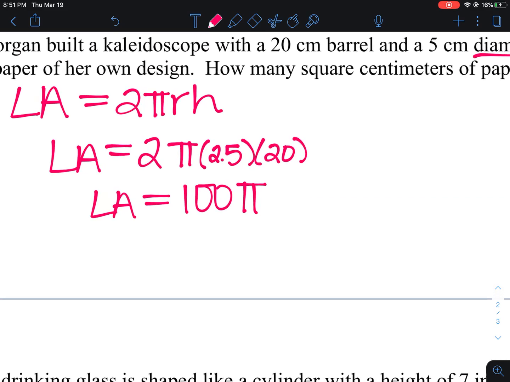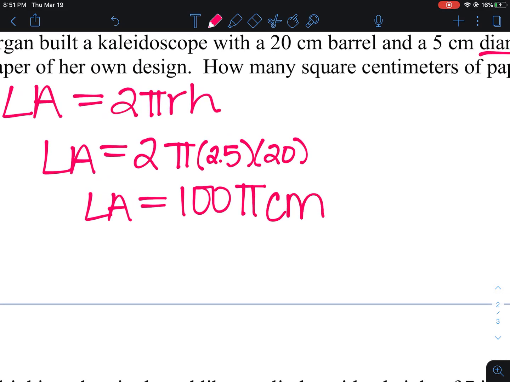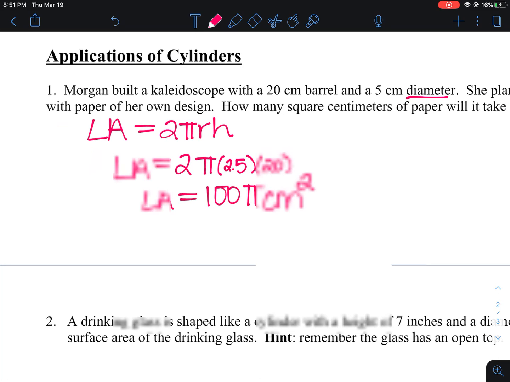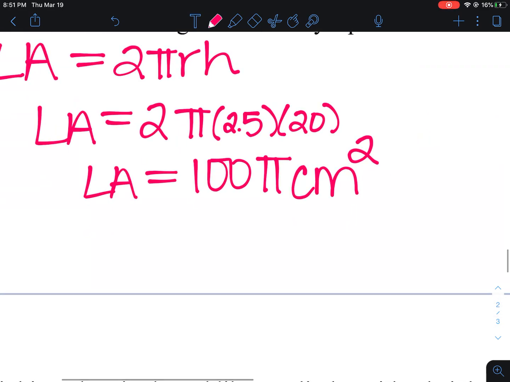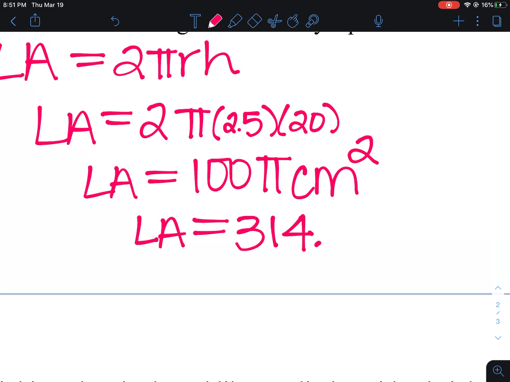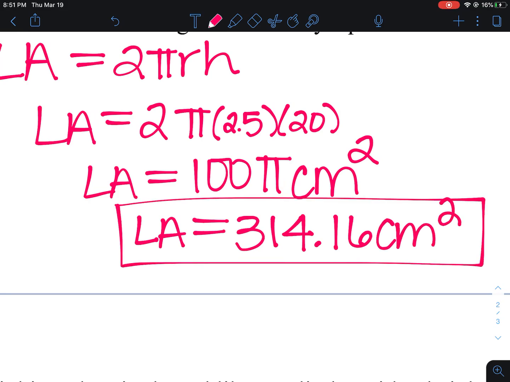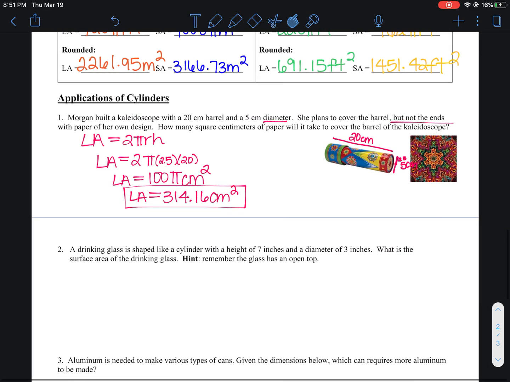Okay, and it would be 100 pi centimeters squared, right? But since we're talking about how many square centimeters of paper will it take to cover, it probably would make more sense in context to just get a decimal and round it. You're not going to go to some store and say, I need 100 pi centimeters. You know what I mean? So let's just give a rounded answer. So 100 pi would be 314.16 centimeters squared. I guess it makes more sense. So that's how much paper we would need to cover the sides of the barrel of the kaleidoscope.